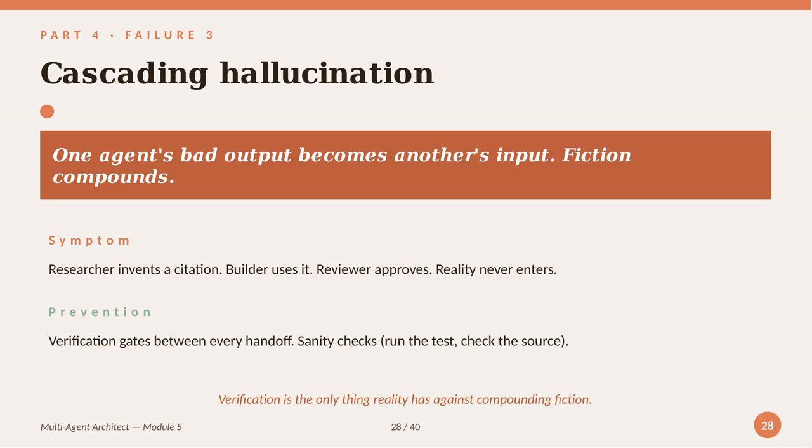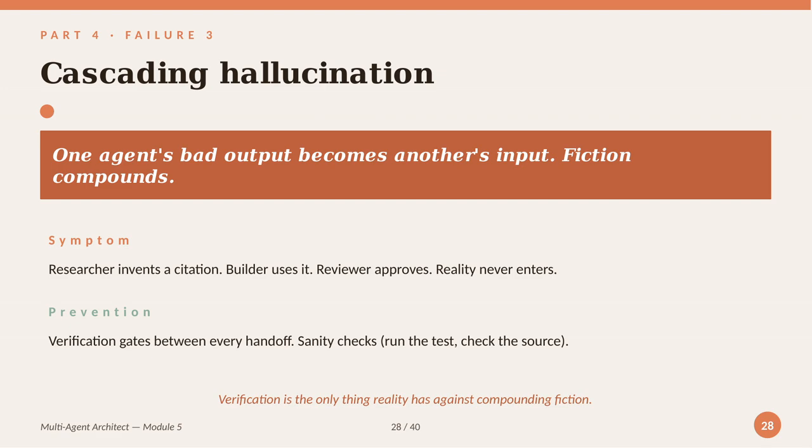The danger. Each agent acts in good faith. The researcher believes the citation it produced. The builder trusts the researcher. The reviewer trusts the builder's code, which references the cite. The system has every step working correctly relative to the previous step, and the whole thing is wrong. Prevention. Verification gates between every handoff.